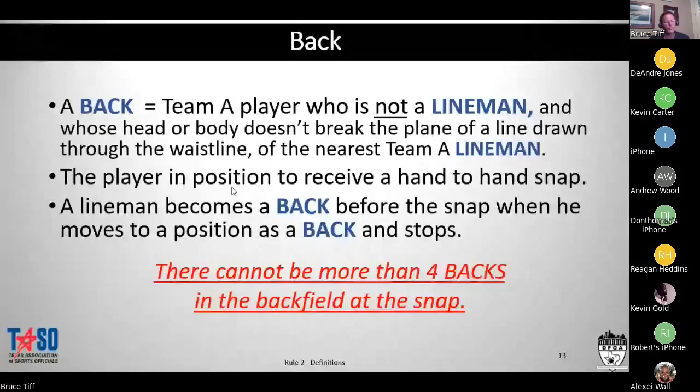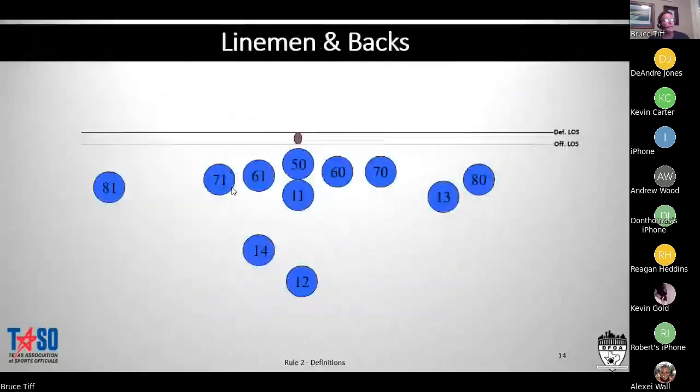And I got some basic graphics I'm going to show you. So you can see that we have a football here. 50 is the snapper in this formation, and I even put the lines on there just to give you the reference of defensive line of scrimmage, offensive line of scrimmage. So if we look at the approximate waistline of the snapper here, drawn through 50, it looks like 71, 61, 60, and 70, and even 80 are complying with being a lineman.